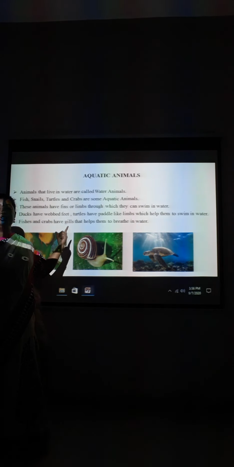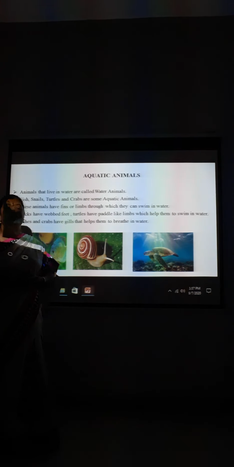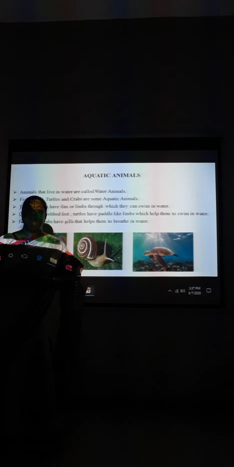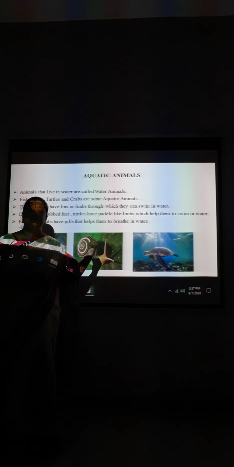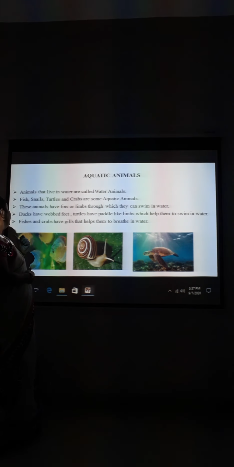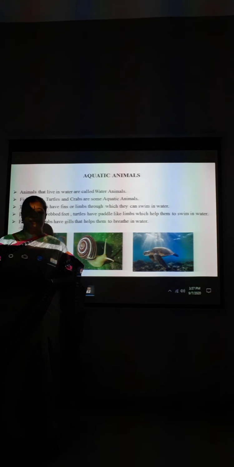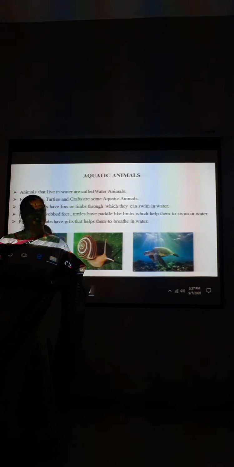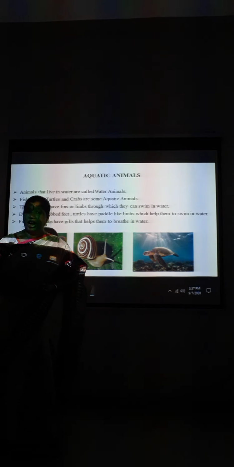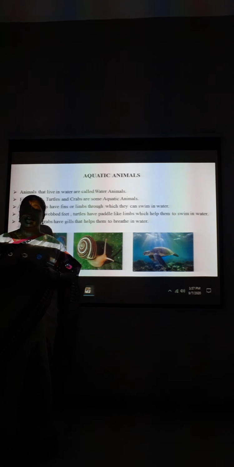Now let us go into aquatic animals. Animals that live in water are called water animals or aquatic animals. So where do you find these animals, children? They live in the water. Fish, snails, turtles and crabs are some aquatic animals. So generally what do you see? Which animals do you see? You can find some fishes, we can find some crabs, we can see some turtles. All these are the aquatic animals.